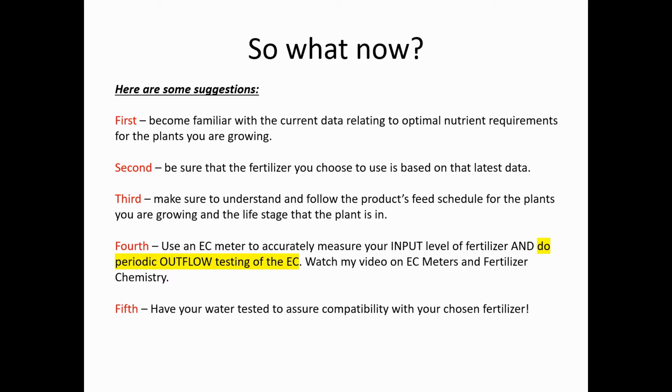Have your water tested to assure the compatibility of your chosen fertilizer with the chemistry of your water. I did a video recently explaining the importance of this, and I can't emphasize how many people get into trouble when they do not have their water tested and match their fertilizer to that water. And again, don't add more ingredients to a nutrient solution without a good reason.